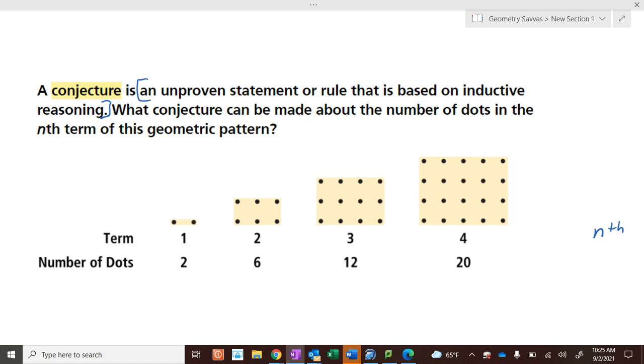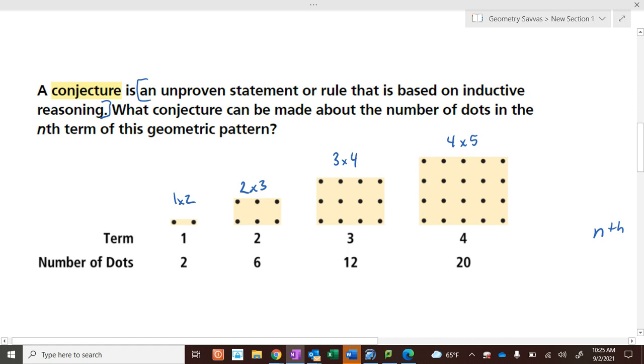We got to figure out the pattern going on here. This is 1 row by 2 columns. 1 by 2 equals 2. This is 2 rows by 3 columns. 2 by 3 is 6. This is 3 rows by 4 columns. 3 by 4 is 12. 4 rows by 5 columns. 4 by 5 is 20. So the next one would be 5 by 6.